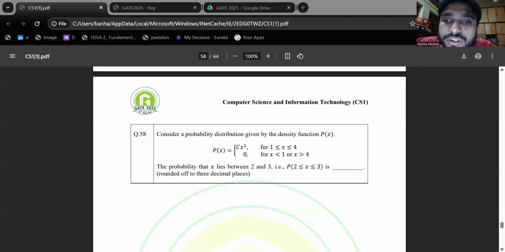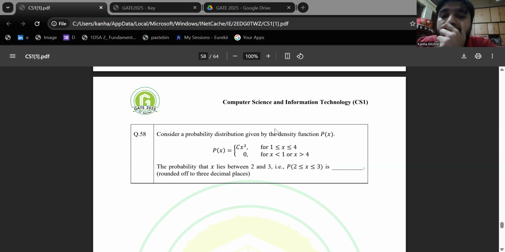Hello everyone, let's solve GATE paper CS1 2025 question number 58. Consider the following probability distribution given by the density function. P of x is cx square for 1 less than or equal to x less than or equal to 4, and it is 0 for x less than 1 or x greater than 4. What is the probability that x will lie between 2 and 3? That is what we have to figure out.